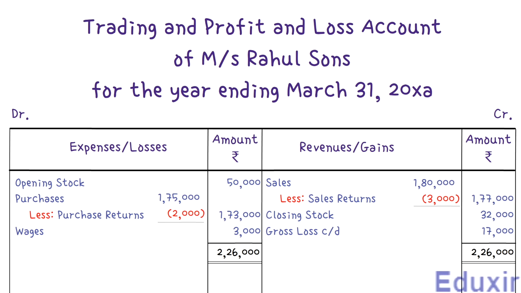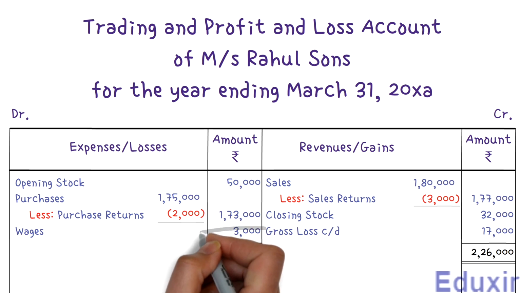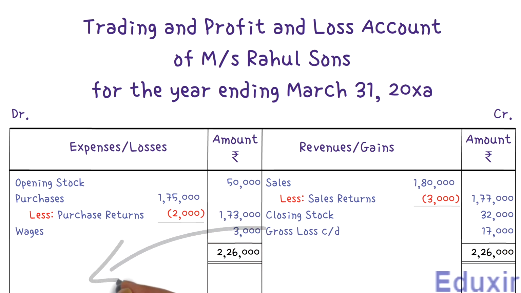Now, after completing the trading account, we should bring down the gross loss from the trading account to the profit and loss account. If it is gross profit, we bring it down on the credit side. If it is gross loss, we bring it down on the debit side. Now, in this case, as we have the gross loss, let's bring it down on the debit side. So let's first write gross loss brought down on the debit side. The corresponding amount is 17,000 rupees.